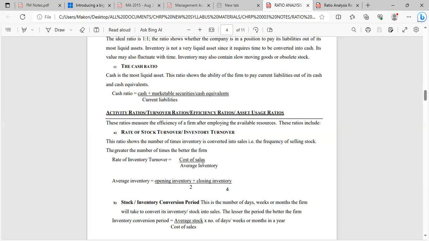And it is given by the cost of sales divided by average inventory. Cost of sales, don't ever forget, is opening stock or opening inventory plus the purchases minus the closing inventory. In some questions, you will be given the cost of sales. But in other questions, you can be given the opening stock separate, the purchases separate, and the closing inventory separate. If you are given the three of them, take the opening stock, add the purchases, minus the closing inventory. You get the cost of sales.